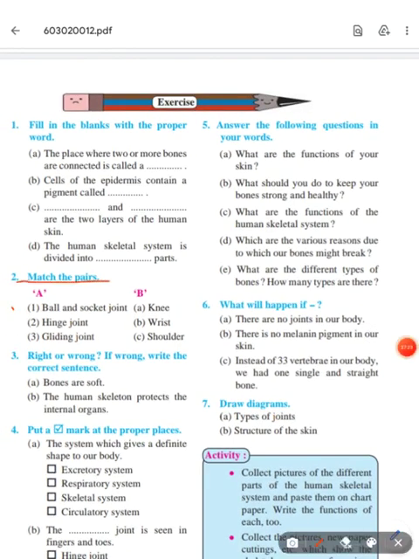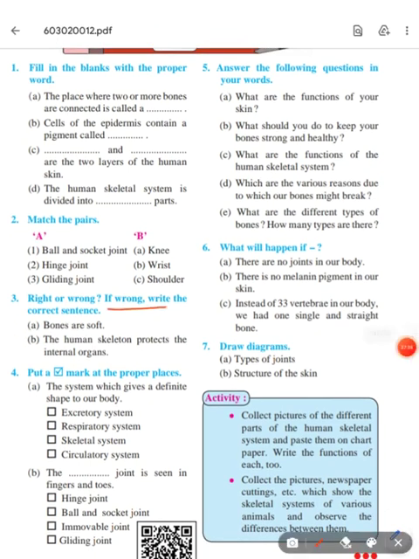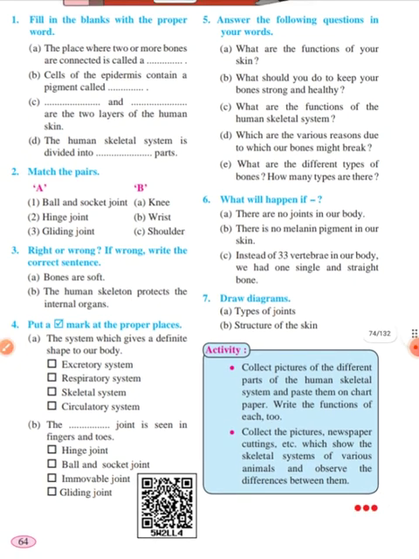Match the pair: ball and socket joint, knee, wrist, shoulder, hinge joint, gliding joint. You have to match the pair. Right or wrong. If wrong, write the correct sentence. A. Bones are soft. Right or wrong? B. The human skeleton protects the internal organs. Right or wrong? Give the correct answer in the comment box.